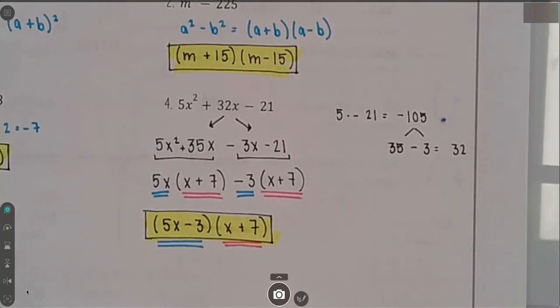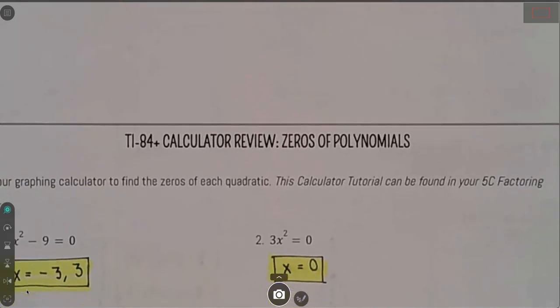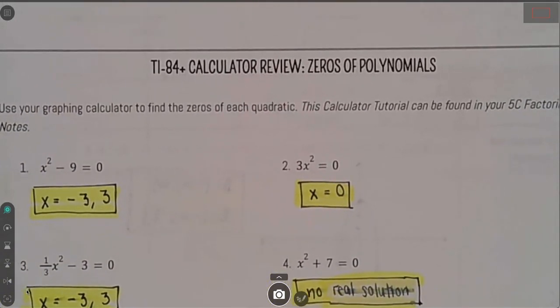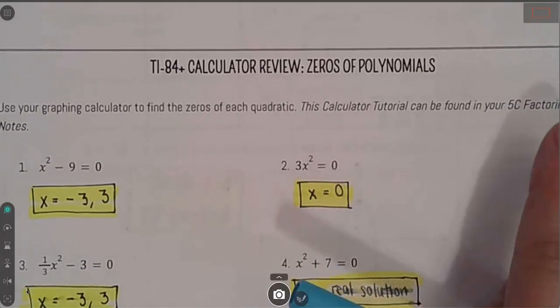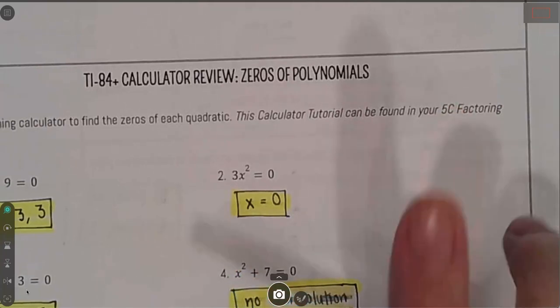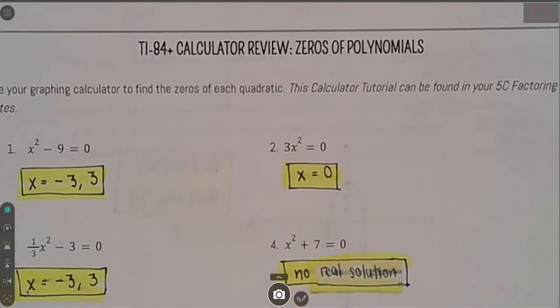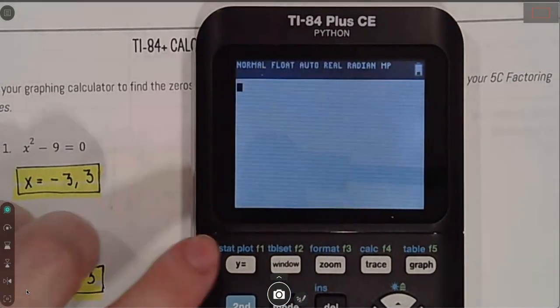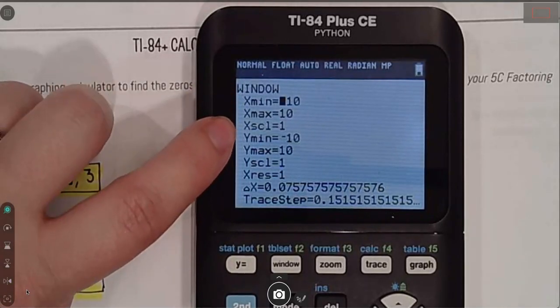All right, moving down to our calculator tutorial. This is zeros of polynomials, and the calculator tutorial is actually not in the 5C notes, it's in a different section, I can't remember, but either way I'm going to go over it again right now. If you graph this on your calculator, I'm going to recommend that you use a standard window of negative 10 to 10 with a scale of 1.